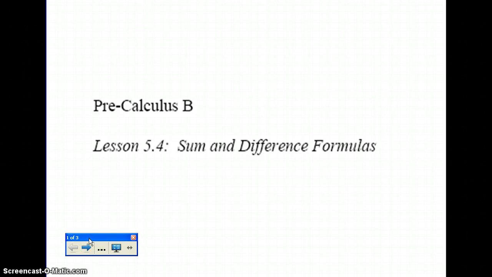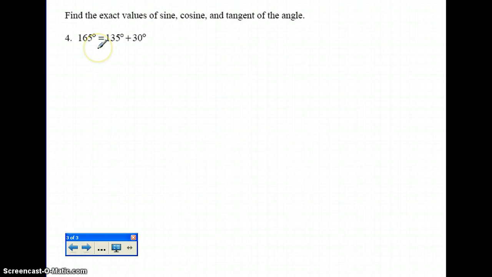Guys, today we want to look at finding the exact value for other trig angle measures. For example, 165 degrees: I want to be able to find the sine of 165 degrees, the cosine of 165 degrees, and the tangent of 165 degrees. Well, these are not angle measures on the unit circle that I know the exact value for. So what we're going to talk about is ways to create those angle measures.